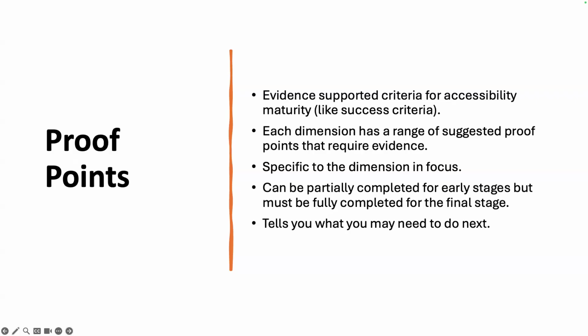So each of the dimensions has a series of proof points, and these are evidence-supported criteria. They're kind of like the success criteria, in the same idea as the dimension. And then there is a range of suggested proof points, which are tasks that you can do, for example, creating accessible templates for whatever communications you're doing.